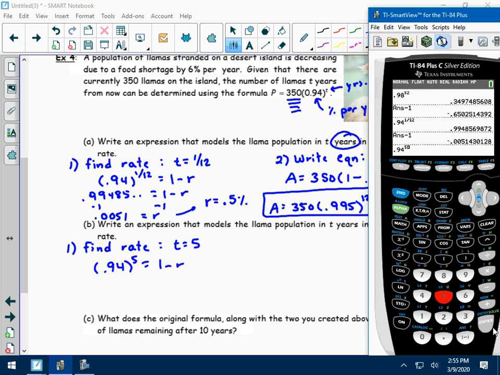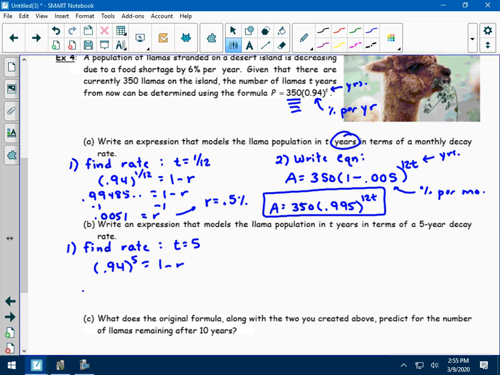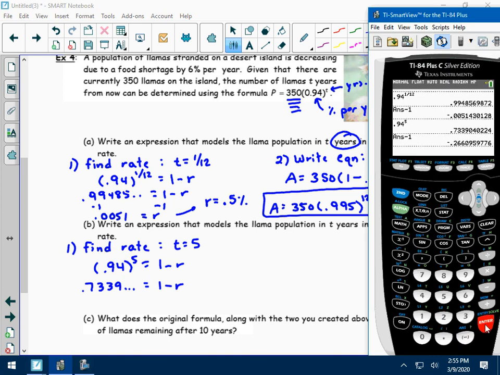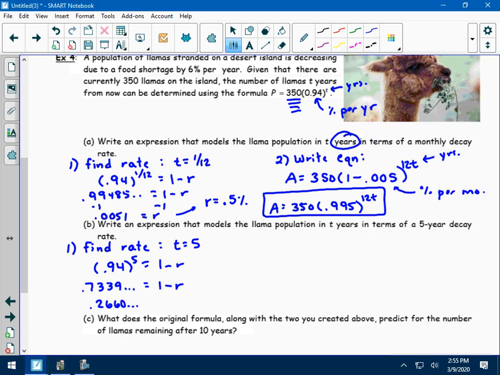0.94 raised to the 5th, 0.7339 equals 1 minus r. Subtract your 1. Divide by the negative, you'll get 0.2660 equals r. So my 5-year decline is about 26.6%. Now what? We want to make an equation, so that's our second step. A equals still 350 times 1 minus 26.6%, which would be 0.266, raised to the t.